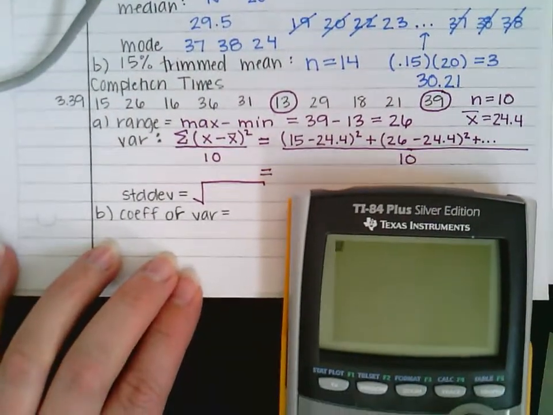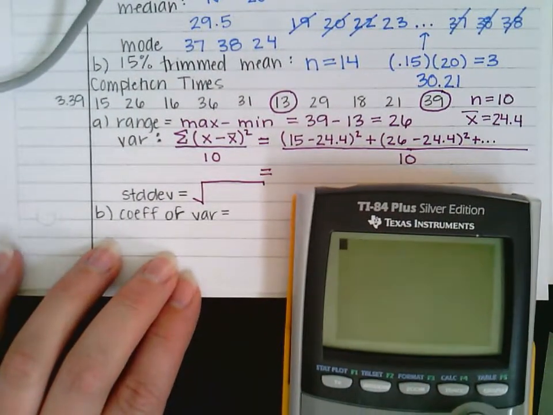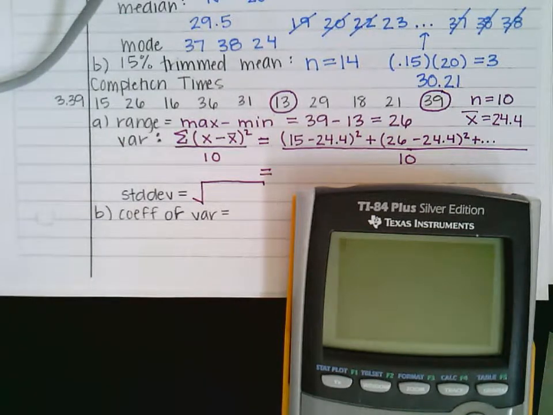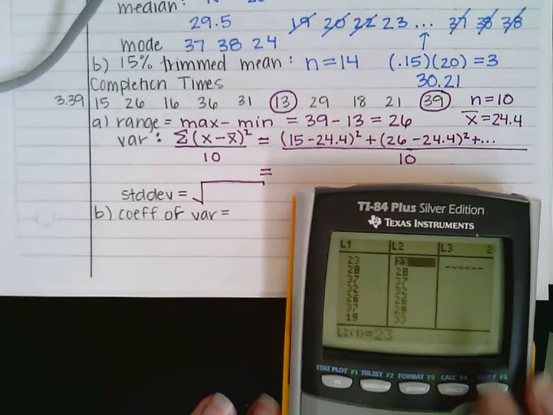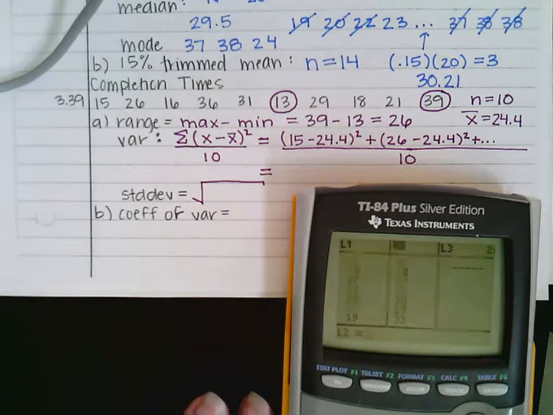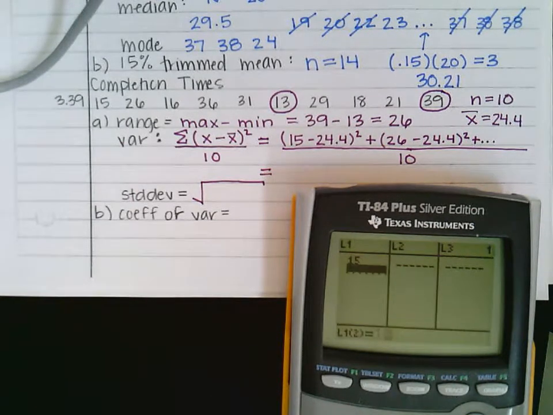Now here's where I'm going to show you that your calculator is going to do some magic for you. You have to do some work here, but it's going to do a little bit of magic. So let's go ahead and clear out our list here. I'm going to clear out list 2 because I don't need it. Clear out list 1. And let's put this data in list 1.